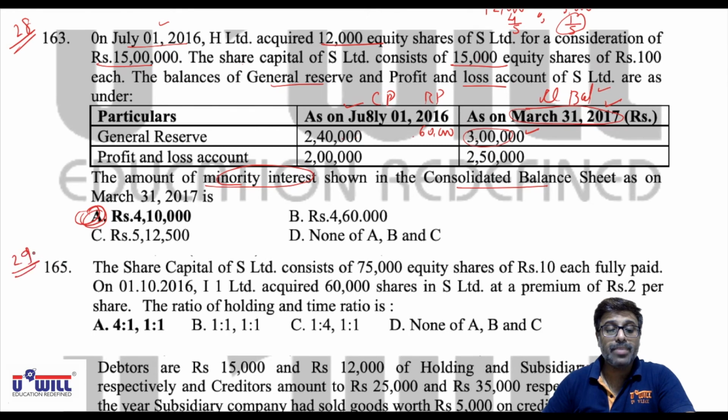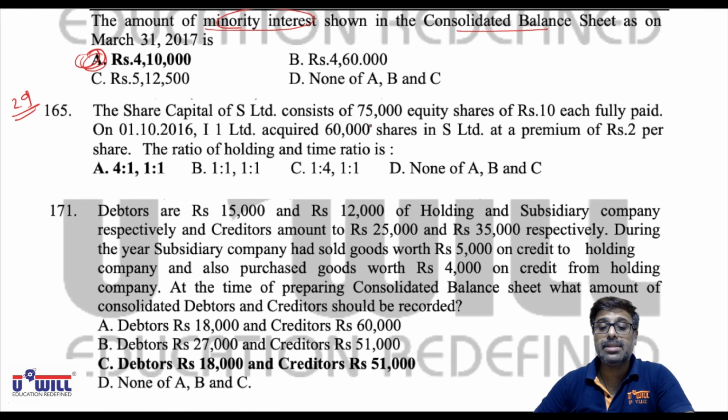29th. The share capital of S Limited consists of 75,000 equity shares of 10 each fully paid up. On 1/10/16, H Limited acquired 60,000 shares in S Limited at a premium of rupees 2 per share. The ratio of holding and time ratio is? So ratio of holding, 60,000 shares are acquired out of 75,000, means 15,000 is minority interest. Both are divisible by 15. 60 divided by 15 is 4. 15 divided by 15 is 1. So 4 is to 1. 4 by 5, 1 by 5 is the degree of control.